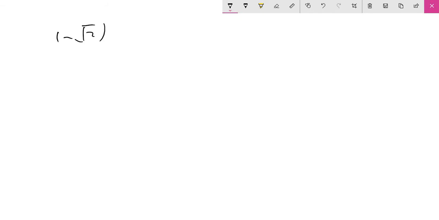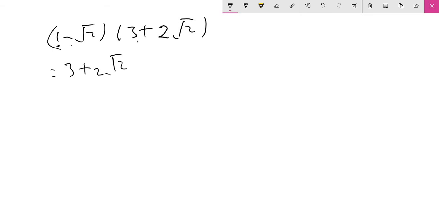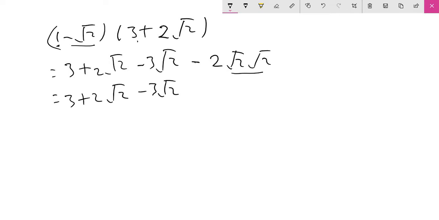Okay, so let us try to solve a bit more, just something on conjugates. We have to expand this. You can pause the video and try to expand it, otherwise I'm just going to go ahead and foil. 1 times 3 gives 3. 1 times 2 root 2, which is positive, gives 2 root 2. Now minus root 2 times 3 gives minus 3 root 2. And minus root 2 times positive 2 root 2 gives minus 2 root 2 times root 2, which gives minus 2 times 2, which is 4.